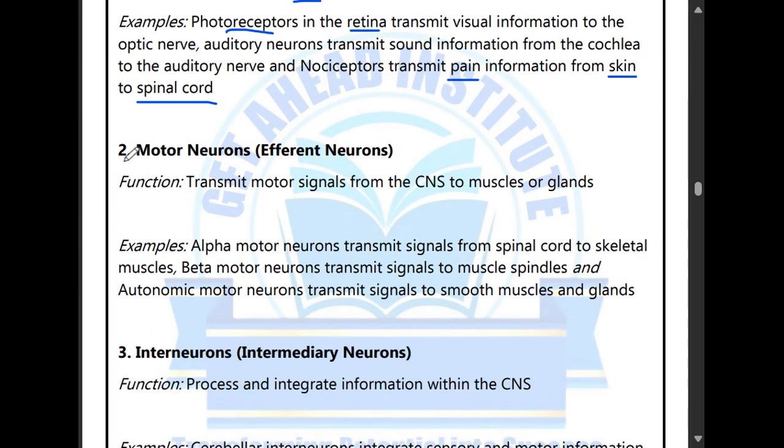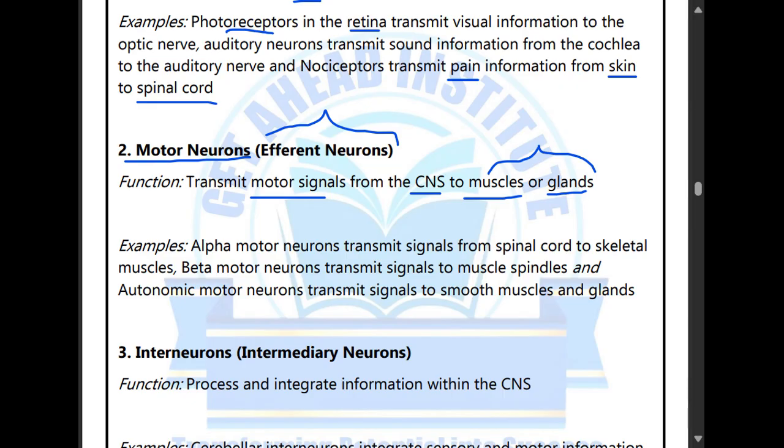Then we also have motor neurons, which are also known as efferent neurons. Their main function is to transmit motor signals. Motor is concerned with movement, locomotion. The motor neurons transmit signals from the central nervous system to the muscles or to the glands. When we say efferent, from the word effector, these muscles or glands are what we call effector organs.